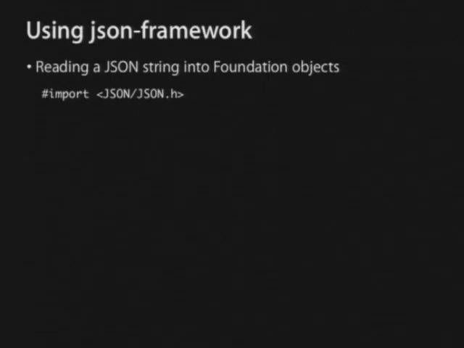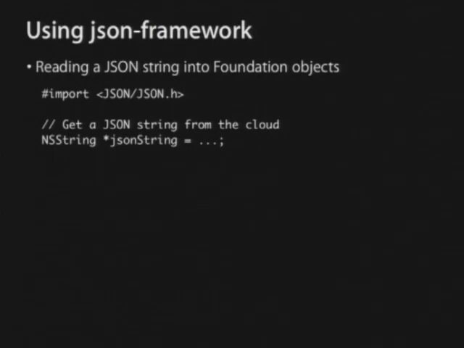We're first going to import JSON/JSON.h. Actually, in your assignment, you'll just be importing double quote JSON.h because you're going to be copying the files directly into your Xcode project. From here, let's get a JSON string from the cloud. I'll be showing you an example of how you would actually make the URL request and get a string. But let's say we've got some string and it contains JSON content.